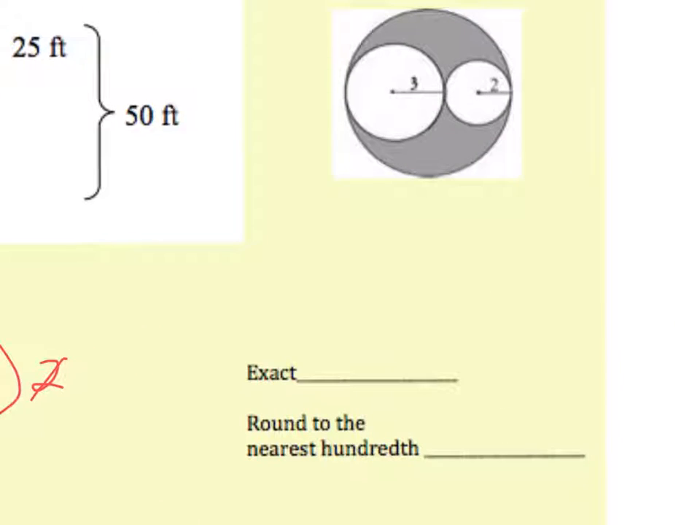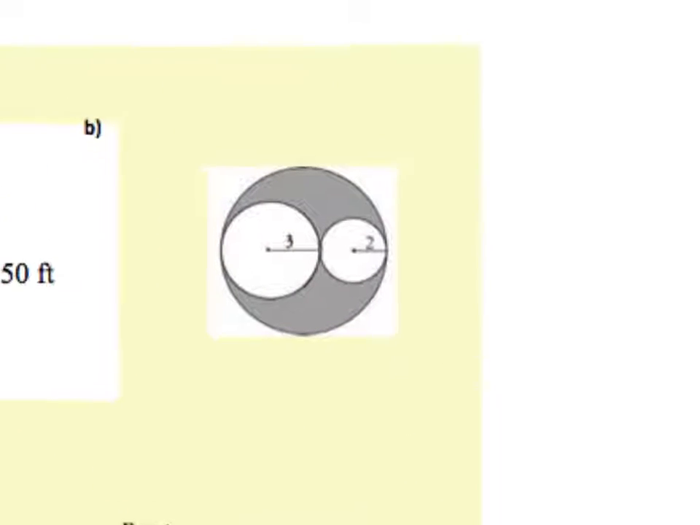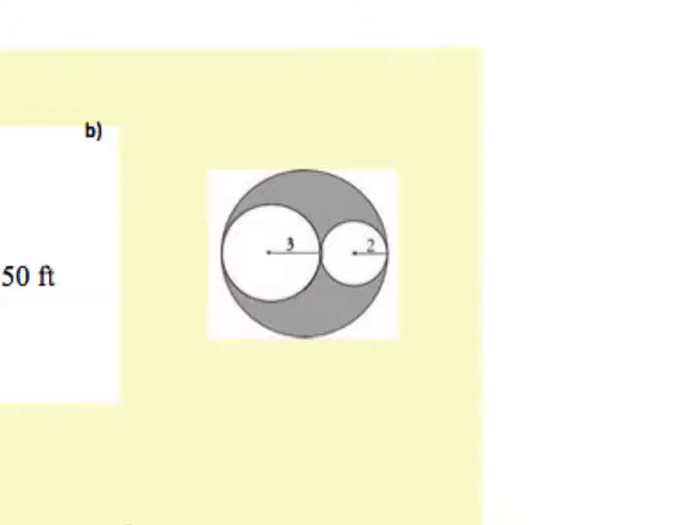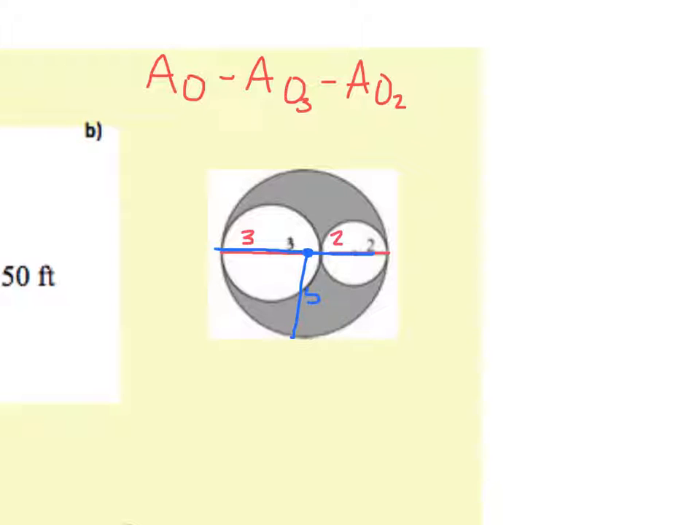All right, now let's take a look at the circle. We first want to talk about exact, but we're going to do the same process. We're going to find the area of the large circle minus the area of the circle with the radius of 3 and the circle with the radius of 2. First we need to figure out the radius of the big one. If I keep drawing these radii across, this other side is going to be 2 and this other side is going to be 3. So this makes the whole diameter of the big circle 10. If we add 3 plus 3 plus 2 plus 2, it's going to give us 10. So our radius of the big circle is going to be 5.